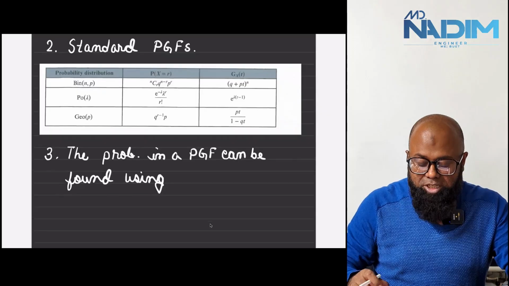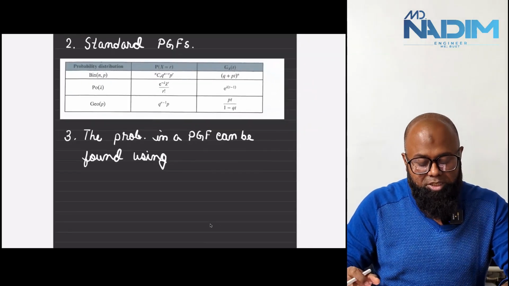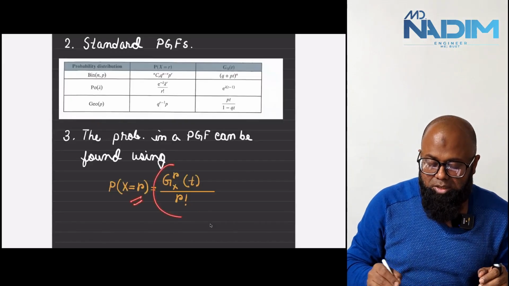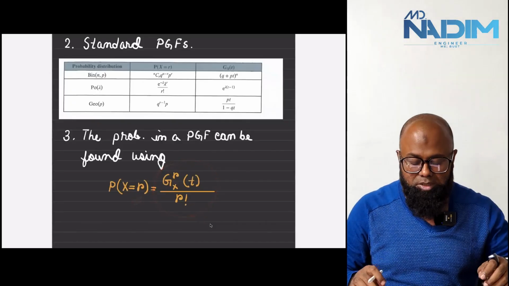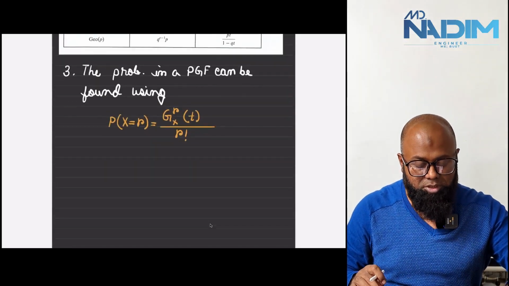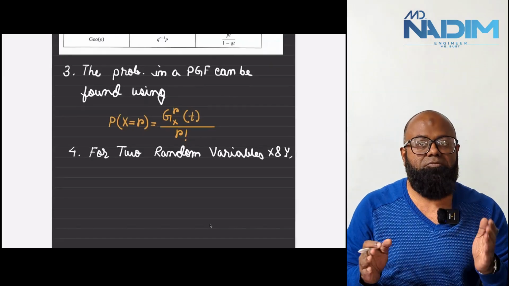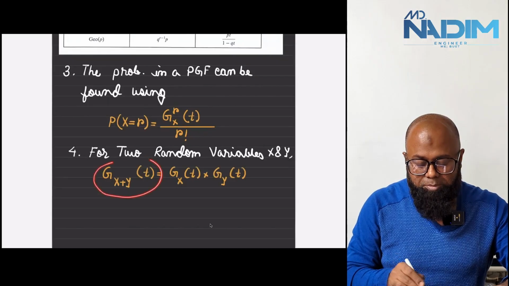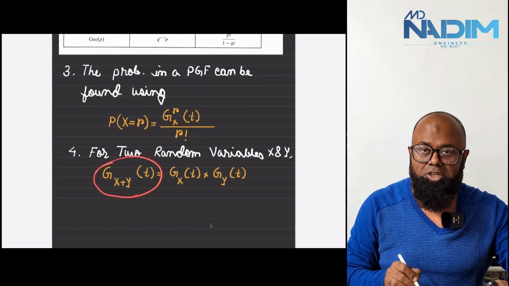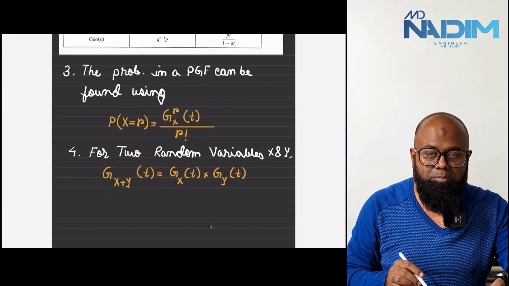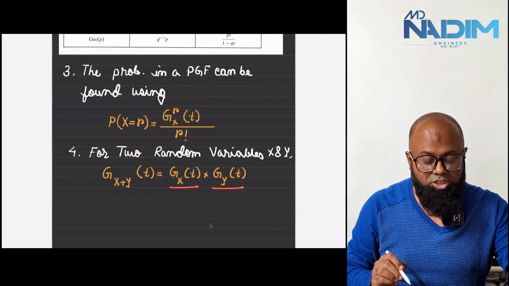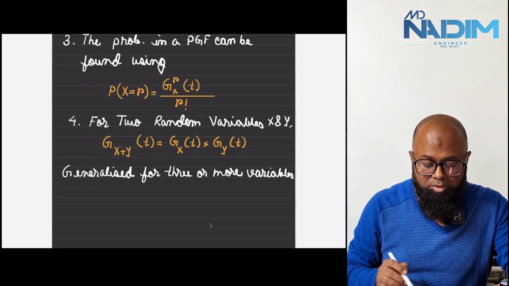Then the probability in a PGF can be found by using this formula: probability of X equal to r is equal to g to the power r at t, divided by r factorial. Then for two random variables X and Y, we can find G of X plus Y at t. That means the generating function for those two independent random variables is GX(t) times GY(t). We have to multiply them.